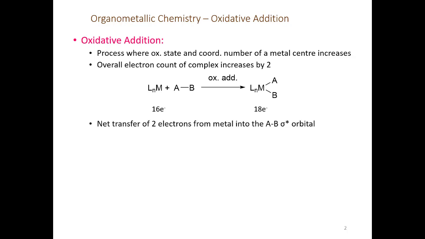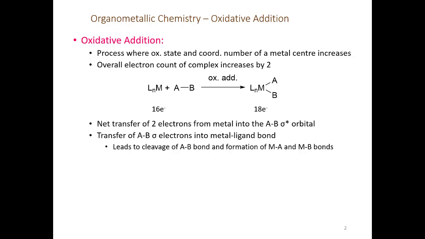So the way an oxidative addition works is that you get a net transfer of 2 electrons from the metal into the sigma star orbital of this AB bond here. And then you get a transfer of the electrons in the AB sigma bond into a metal ligand bond. So what ends up happening is this cleaves the AB bond and forms two new metal ligand bonds, one to A and one to B.